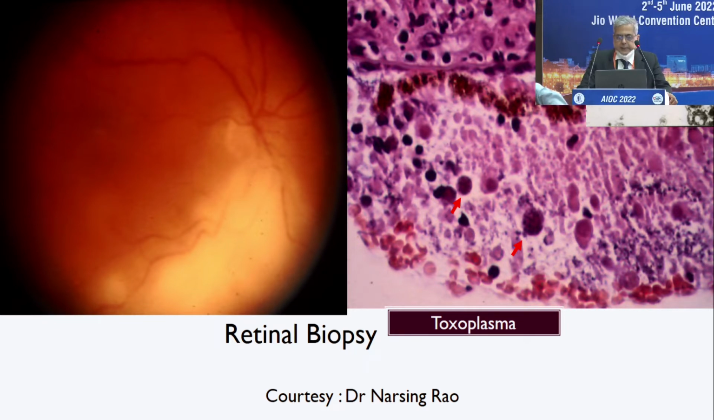At this stage, the patient was subjected to retinochoroidal biopsy. Retinochoroidal biopsy showed necrotic retina with the Toxoplasma gondii cyst. A few inflammatory cells were seen in the choroid.